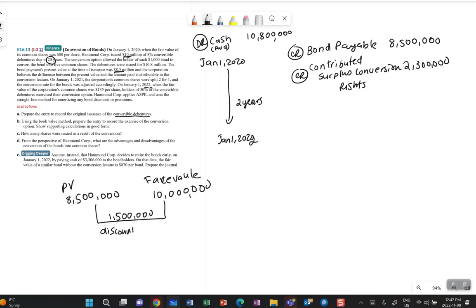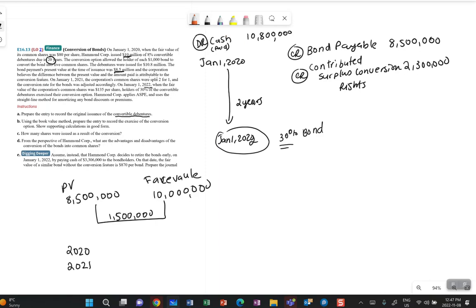Now what are we trying to do? We're trying to do a journal entry at the time we convert. Only 30% of the bond is being converted. So in order for us to do 30%, the first thing we need to do is find out the carrying value of the bond. To do that, we want to know how much of the bond is amortized. Year 2020 has gone by, year 2021 has gone by. So at 2 years, how much of the discount is amortized?